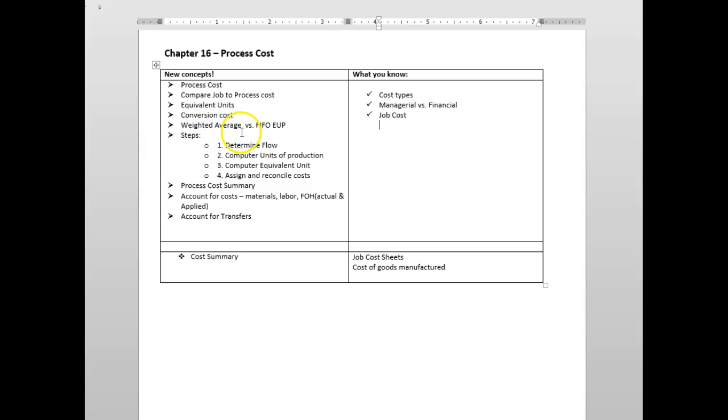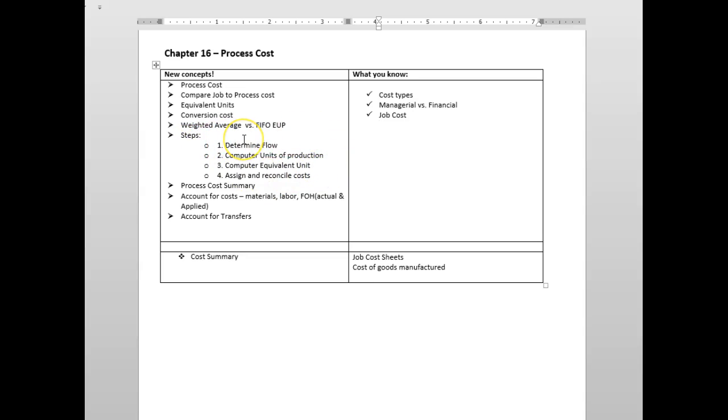And we're going to use weighted average. There's also a way to figure out equivalent units, which is what EUP is, equivalent units of production, using FIFO. But we're only going to use weighted average because that's what most companies do now. There's not much difference when you do the two. So we'll use weighted average.